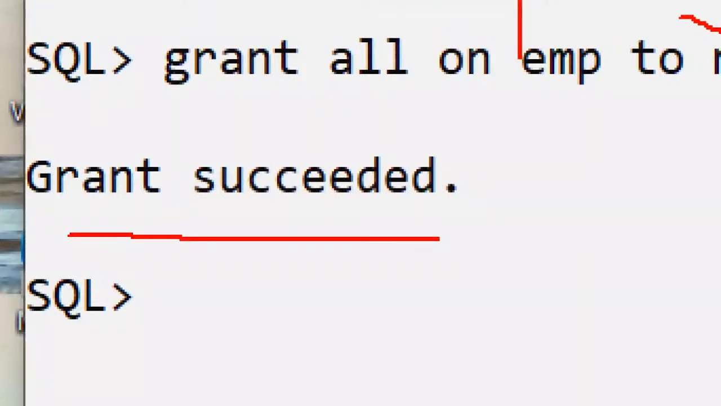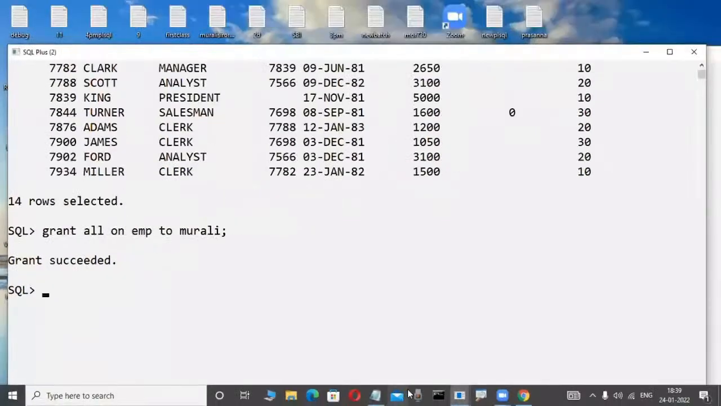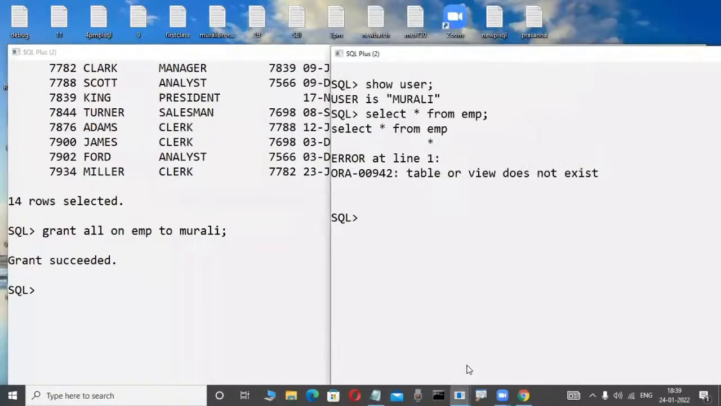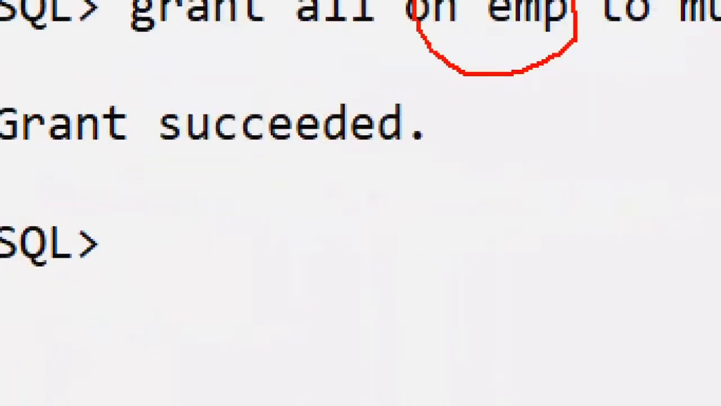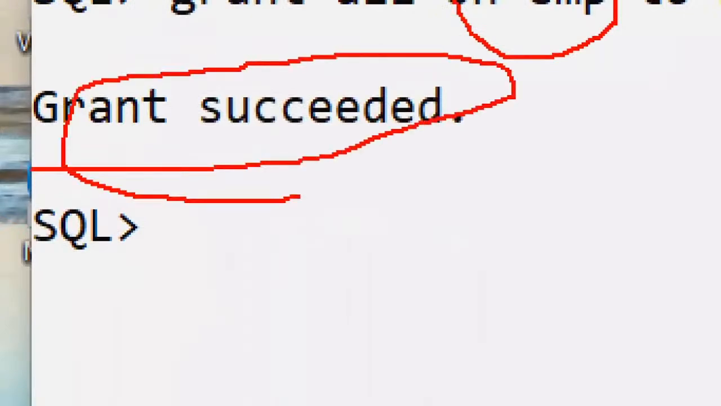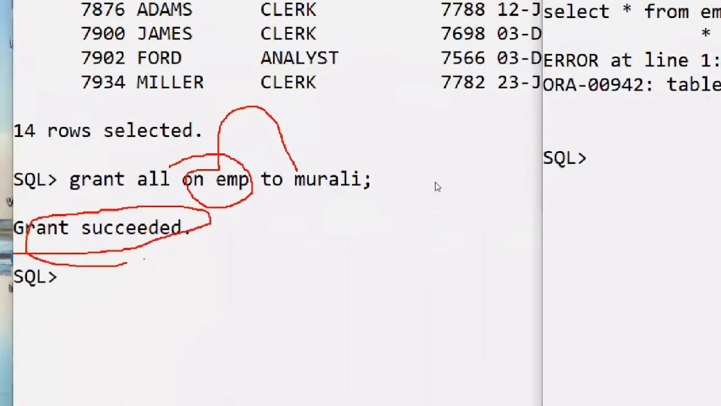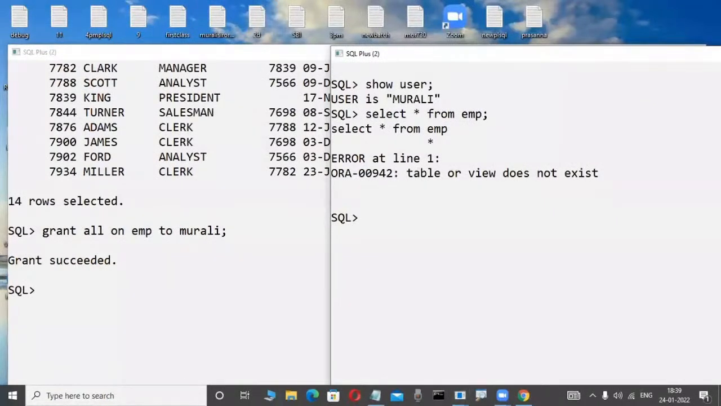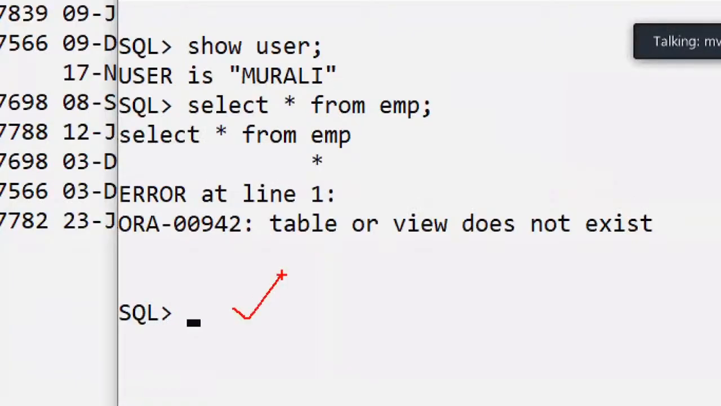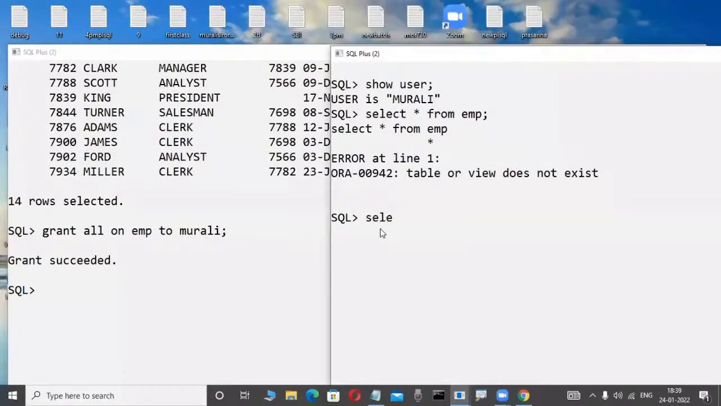You will also become familiar with these things in the future. Logically tell me, once Scott gives this permission to Murali and the message grant is succeeded is displayed in a relational data model product, can the Murali employee now access the Scott user's EMP table? Maybe I type select star from Scott EMP. Possible or not possible? Anybody guess?